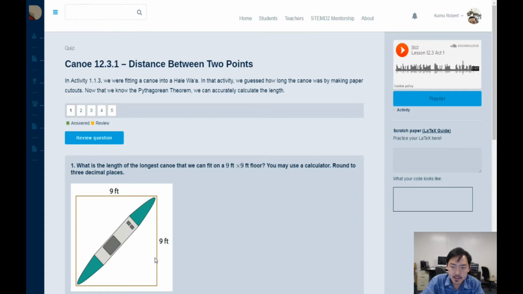The haleba'a in this activity is 9 feet wide and 9 feet long, and we want to know what is the longest canoe you can fit in this haleba'a. Well, it turns out to be the length of this diagonal, and with the Pythagorean theorem, we can find out this length. Of course, houses are 3-dimensional objects, so let's take a look into the third dimension.